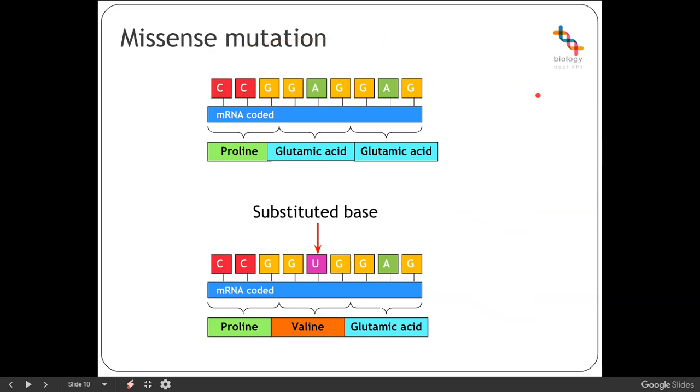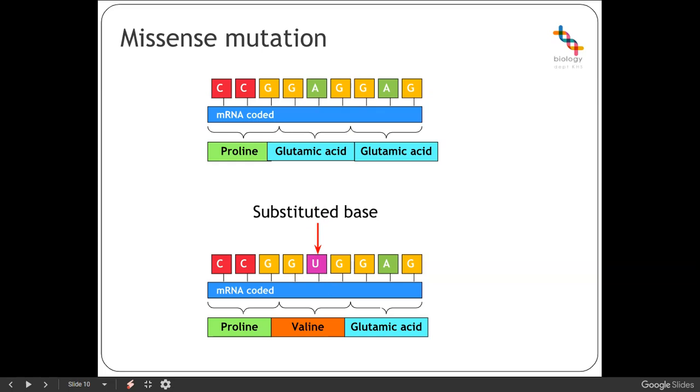A substitution may also result in what we refer to as a missense mutation. And in this case, we've got a similarly substituted base. We've got our CCG in our mRNA coding for proline. We've got a CCG in our mRNA coding for proline. And in our swapped over one, GAG is our original, but we've got GUG. And in this case, that's where we've swapped glutamic acid for valine. And the consequence for that is that we've wound up with a different amino acid.